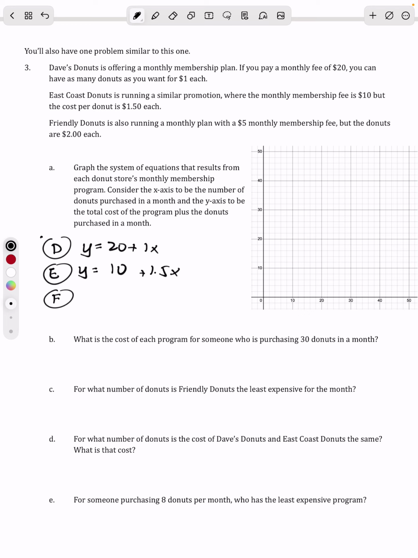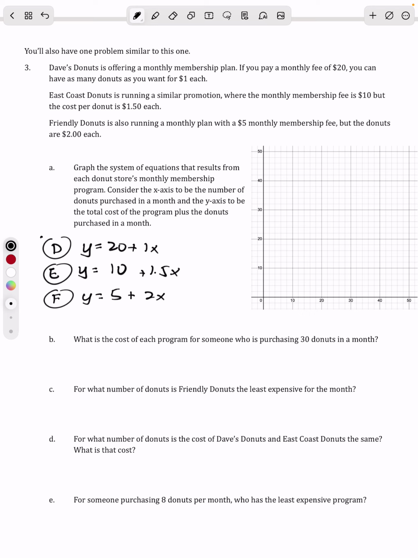Friendly Donuts has a monthly plan of a $5 fixed cost, but you have to pay $2 per donut. So it seems like the more expensive the plan is, the cheaper the donuts are. Okay, look at that. Yeah, do I want to plot these? It's telling me to plot them.